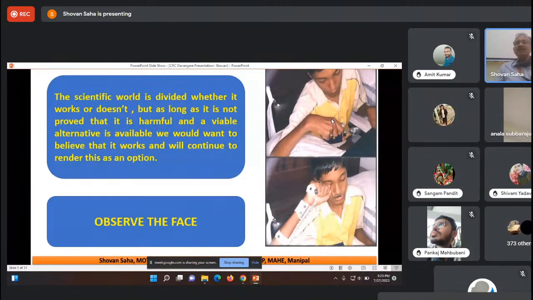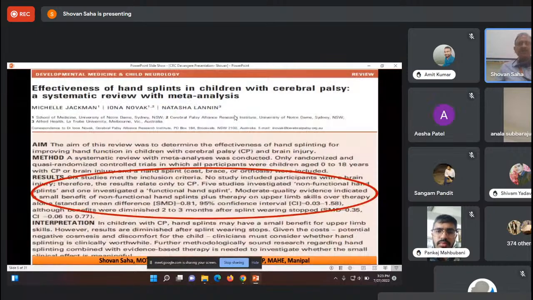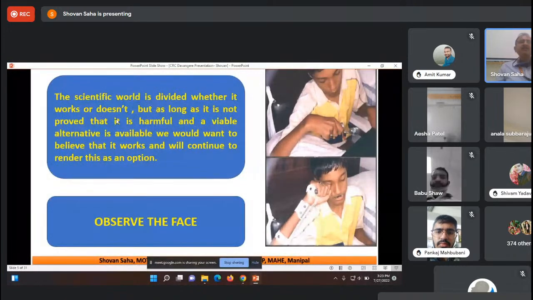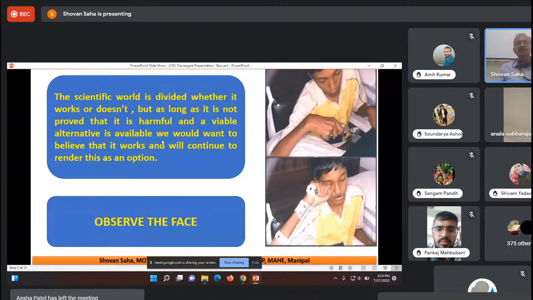Okay, whether he will be able to independently eat? When I say independent, my sense of independence is modified independence. So please do not compare your independence with their independence. Okay, so the scientific world is divided whether it works or it doesn't. But as long as it is not proved that it is harmful and a viable alternative is available, we would want to believe that it works and will continue to render this as an option. Why am I making this statement? Because as we all know, attending this presentation, it is not a new fact that splinting in neurological conditions is a debatable intervention. There is a school of thought that thinks it doesn't work. There is another school of thought that says it works.